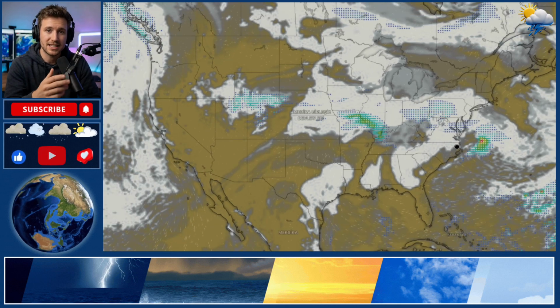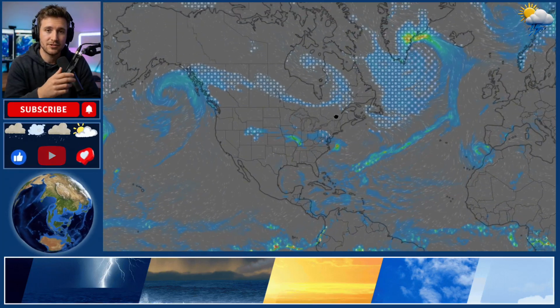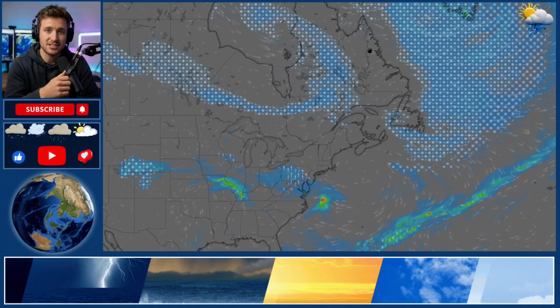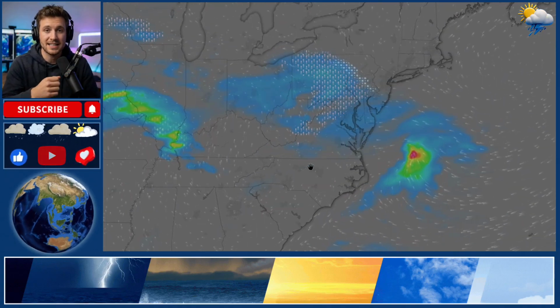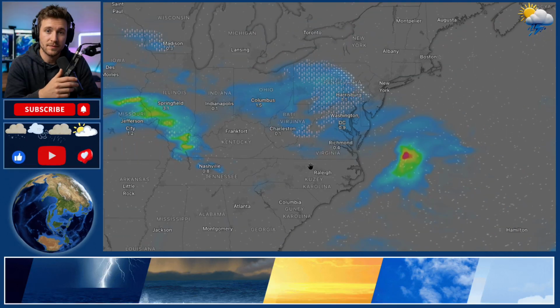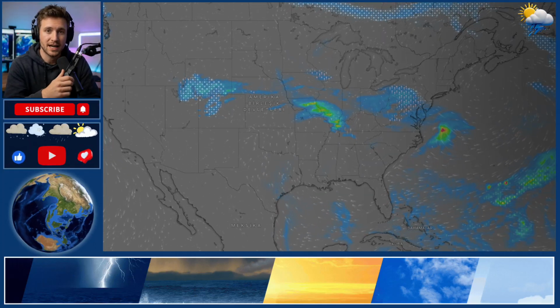In the east, particularly across the Appalachian region and the Mid-Atlantic, we have a rain shield with embedded thunderstorms. West Virginia and Virginia are in the heart of this system. Lightning indicates convective activity, which means localized heavy rainfall is possible. Coastal North Carolina is also seeing impacts from Atlantic moisture. Accumulation values vary across the region, with some areas seeing over an inch of rain.